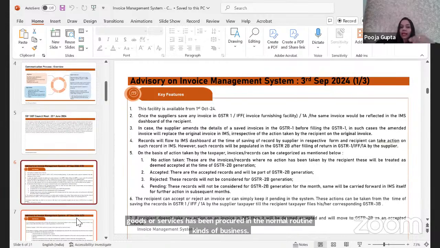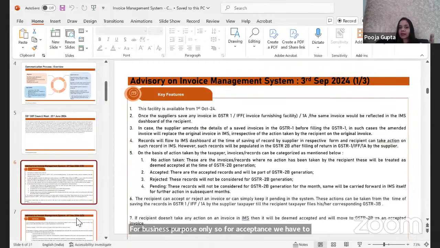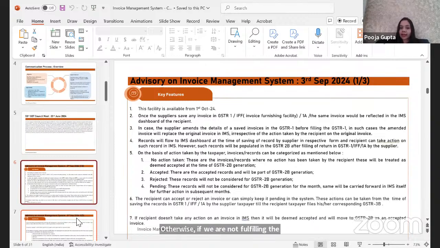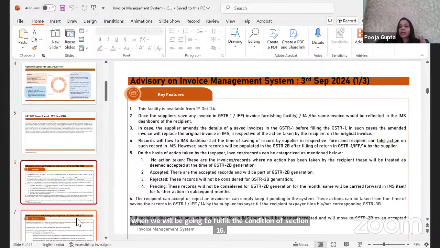So for acceptance, we have to check whether we are fulfilling the conditions specified under section 16 for availing the input tax credit. Then only we should click on the accept button. Otherwise, if we are not fulfilling the conditions for taking the input tax credit, we should keep it pending for action to be taken as and when we fulfill the conditions of section 16. Right. So we should click the accept button only with carefulness.